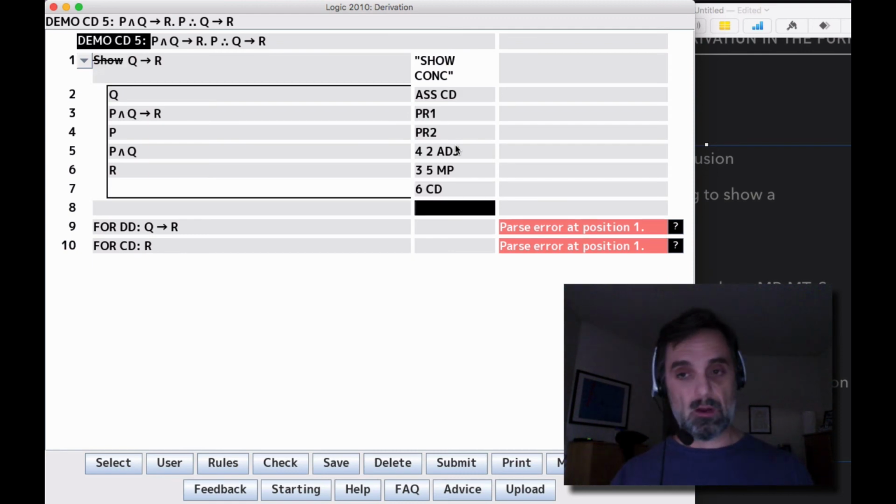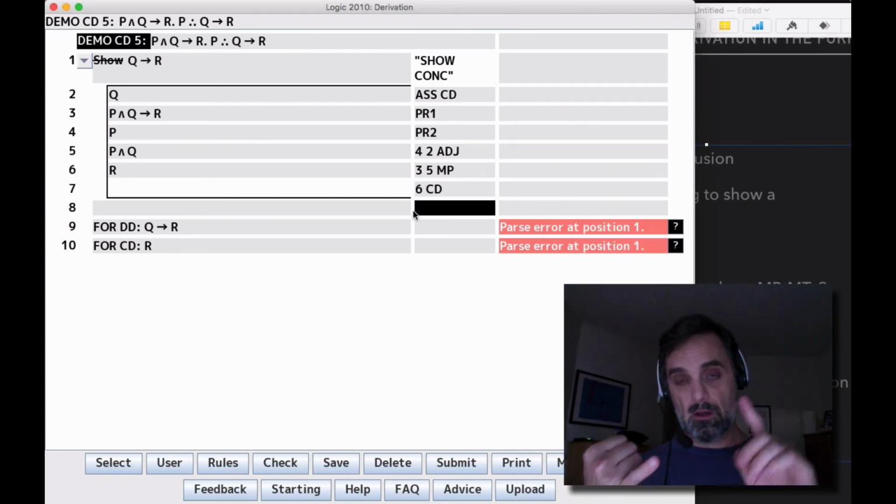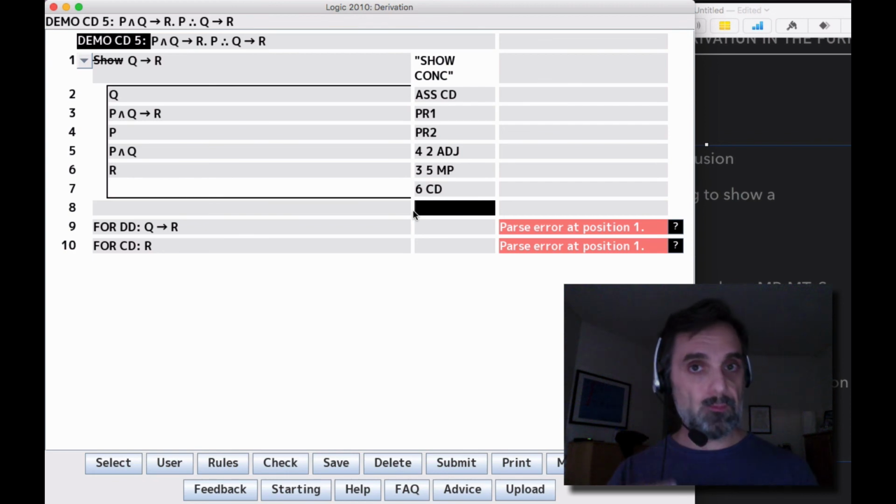And that was just a matter of following these directions and then asking the right questions. What do I need to box and cancel? What do I need to apply MP and MT? And then looking and figuring that out.